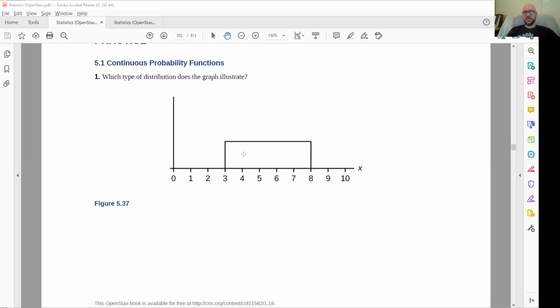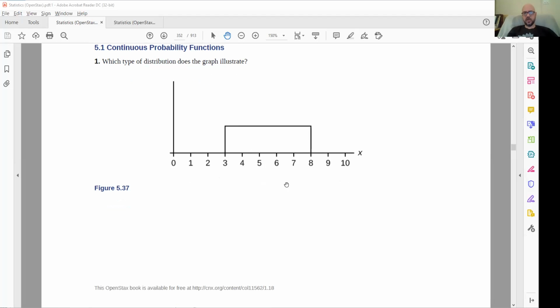All right, so the first problem is number 1. There's not much to say here. I just want you to be able to identify distributions by their shape. So this is uniform. You can tell it's a uniform distribution because it is a rectangle. Specifically, it's U(3, 8), right? You can tell because that's where it starts and ends.